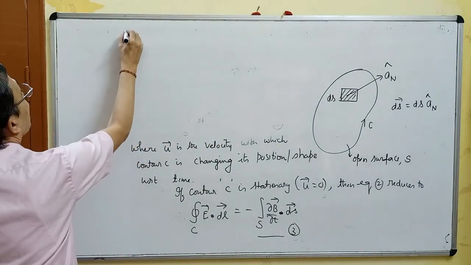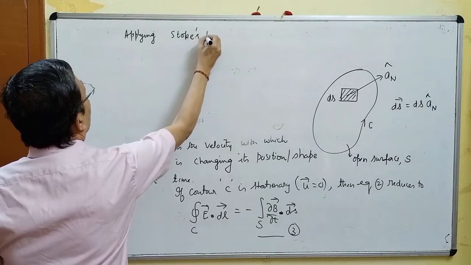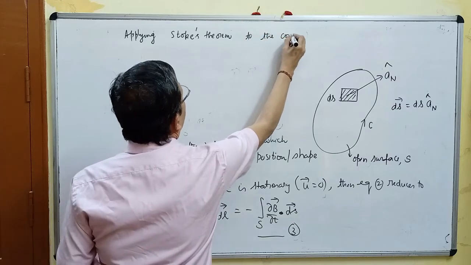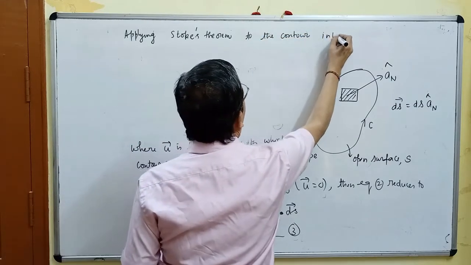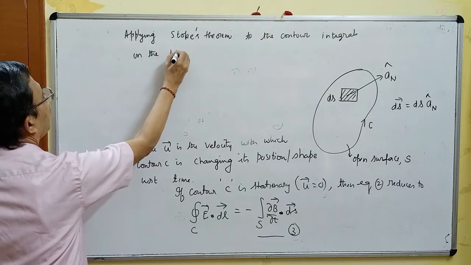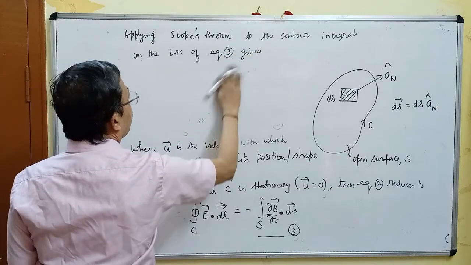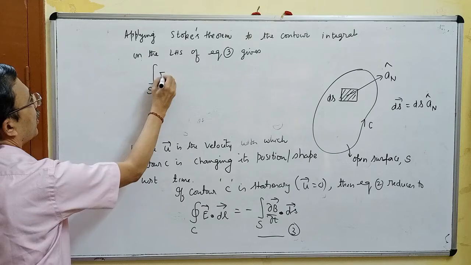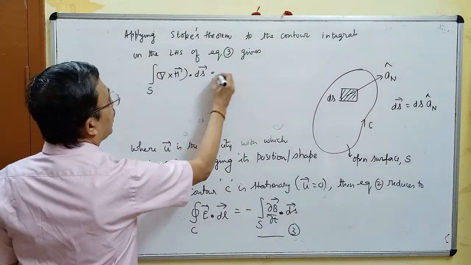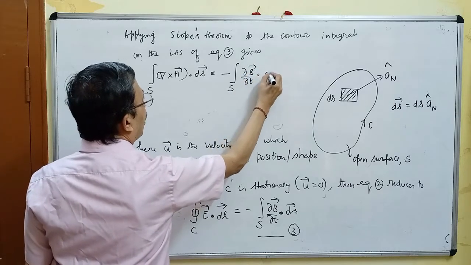Applying Stokes theorem to the contour integral on the left hand side of equation 3 gives open surface integral del cross E dot ds is equal to minus open surface integral vector dou B by dou t dot ds.